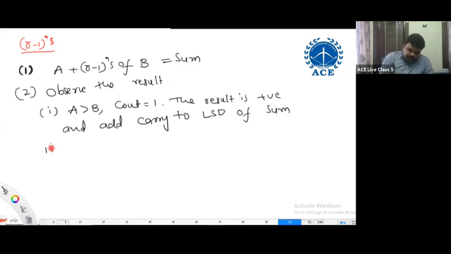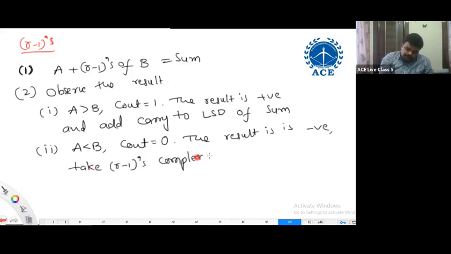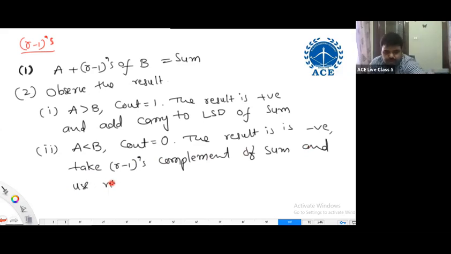Second one. If A is less than B, carry out is not 1. Carry out will be 0. Then the result is negative. Take R minus 1's complement of sum and use a negative sign in front.